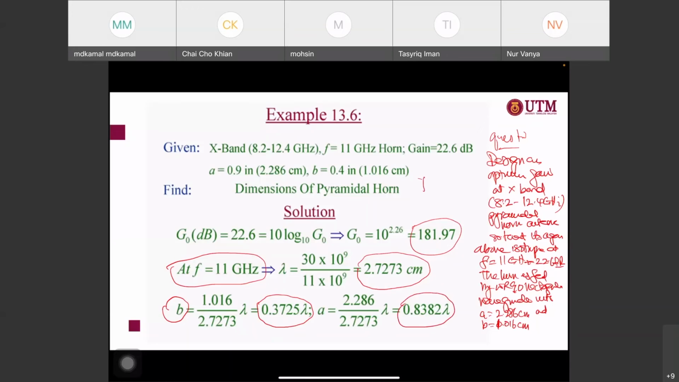So we have the dimensions here, A and B. A is equal to 0.8382 lambda, and B is 0.3725 lambda. So you have these two particular dimensions here for the waveguide. Everybody got it? Okay, next.